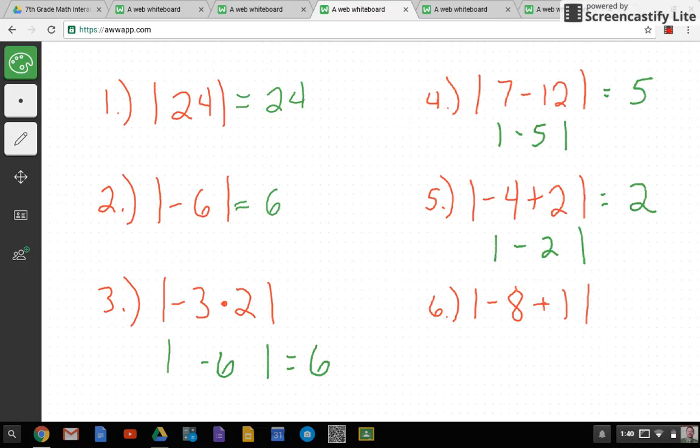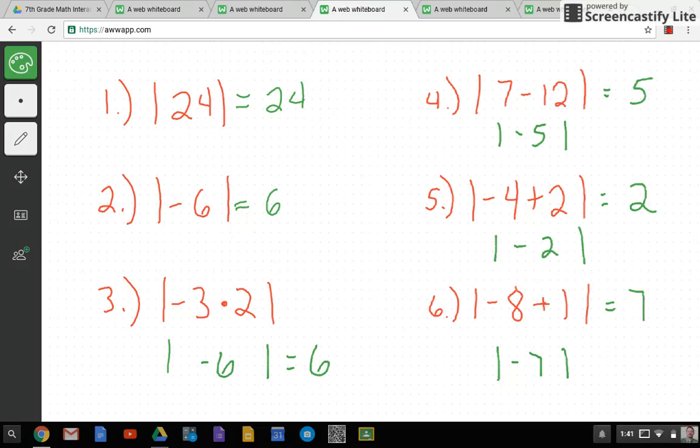And for our final one, -8 plus 1, I'm sorry, is -7. Its absolute value is going to be 7. So there we go. That is absolute value.